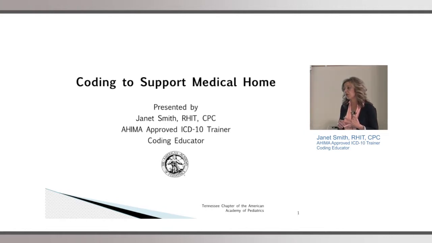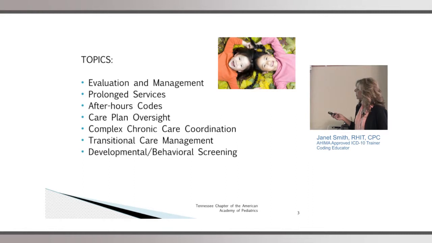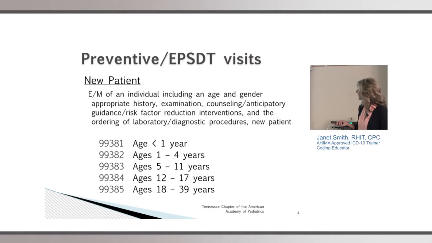And number two, if there are codes that are unique to some of the services you're performing, they're often not reimbursed by payers. So again, we have to get a little bit creative when we talk about coding for medical home. This is just a disclaimer. So we're going to talk about the evaluation and management codes, prolonged services, after hours, care plan oversight, and then the two new code sets, complex chronic care coordination, transitional care management, and then developmental and behavioral screening.